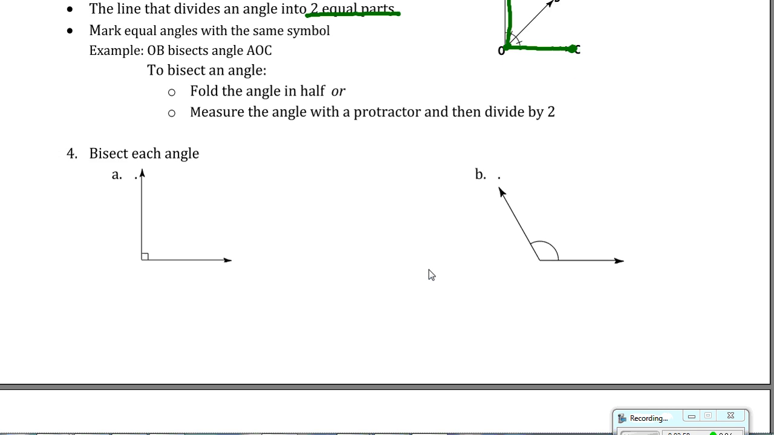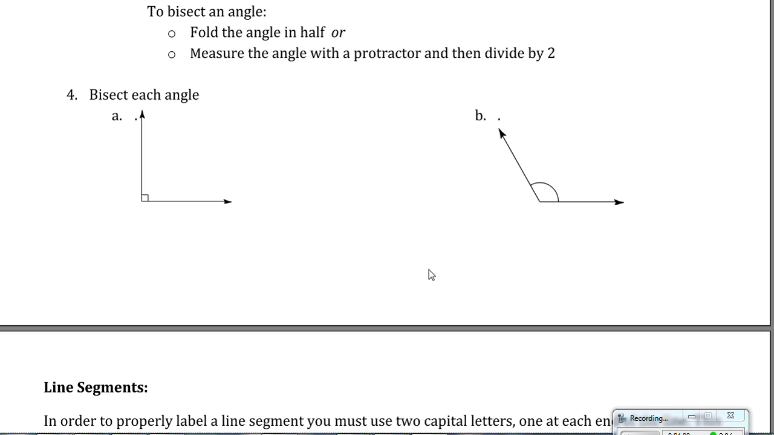So I'll show you how to do A, and then you can do B yourself. And so angle A is 90 degrees. If we're going to bisect it, we're going to cut it in half. And so we need to cut it at 45 degrees. So then I would take a protractor and I would measure 45 degrees. And then wherever 45 is, I would make a dot. And then I would connect it back to the starting point. So if you could give B a try, keep in mind that B is an obtuse angle.